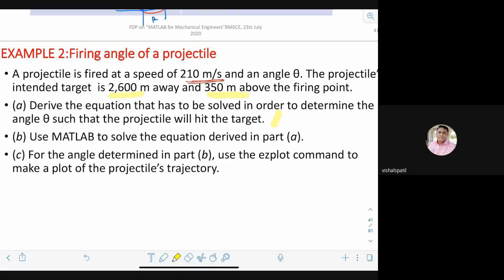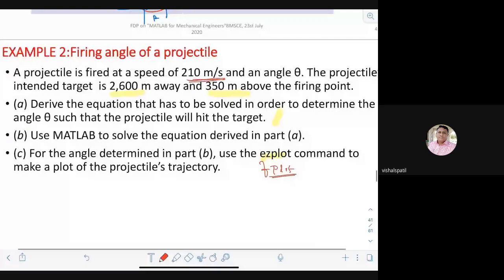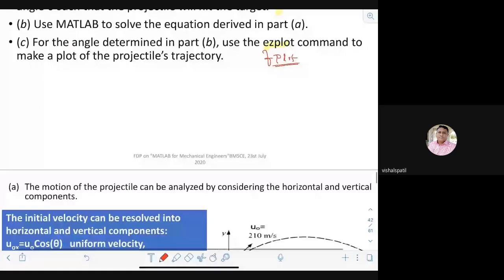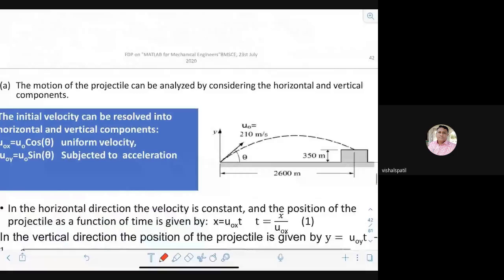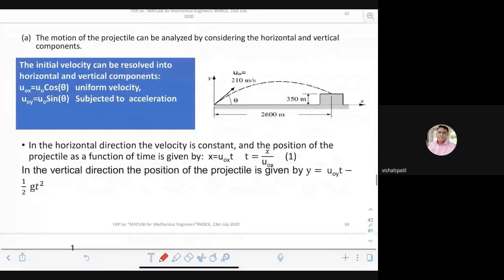And for the angle determined in part B, use EZ plot. Of course, now I just used the F plot command to make the plot of the projectile's trajectory. It is easy to use F plot here because EZ plot is in the symbolic part. So let us try to look at the first part A. You have to derive the equation. So look at this part here. See, the projectile is fired with a velocity of 210 meters per second at some angle theta.